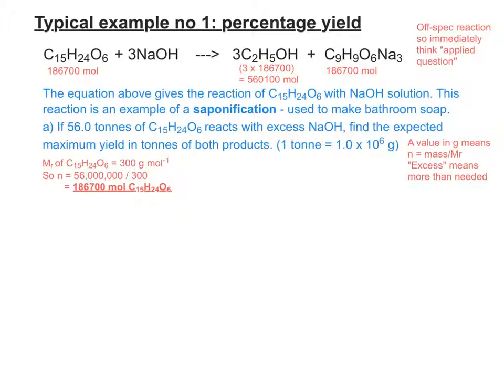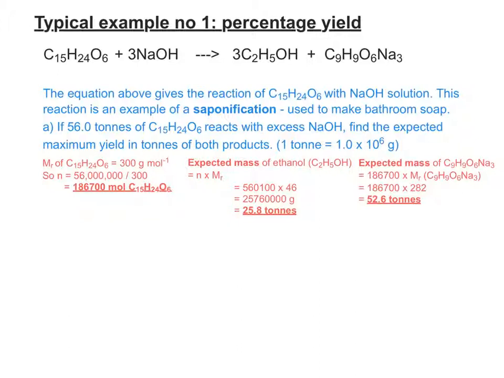Right, so what we've got to do now is to work out what those number of moles of ethanol and the number of moles of the other product would be in tons. So in other words, we're working out what is the maximum amount we'd expect from 186,700 moles of C15H24O6 on the left-hand side of the equation. Okay, so as you can see, it's a simple case of doing moles equals mass over MR and then rearranging and then converting for tons, because that's the unit they want us to give the answer in. So now let's have a look at the next part of the question.